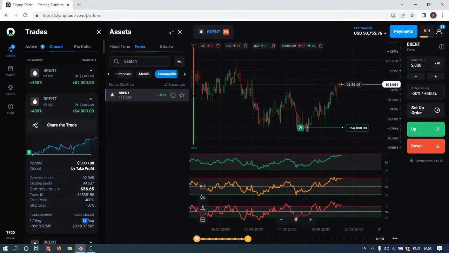It closed automatically, and it brought me how much profit? Like $4,000 in profit. I was risking 50%, and I profited 400%. So that's an 8-to-1 profit to risk ratio, which is an amazing number, and it can easily be done on Forex, especially if you know what you're doing.